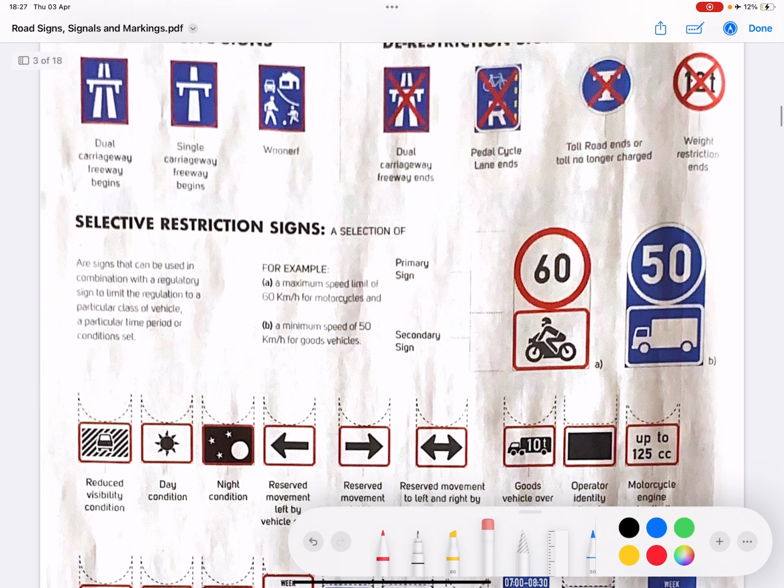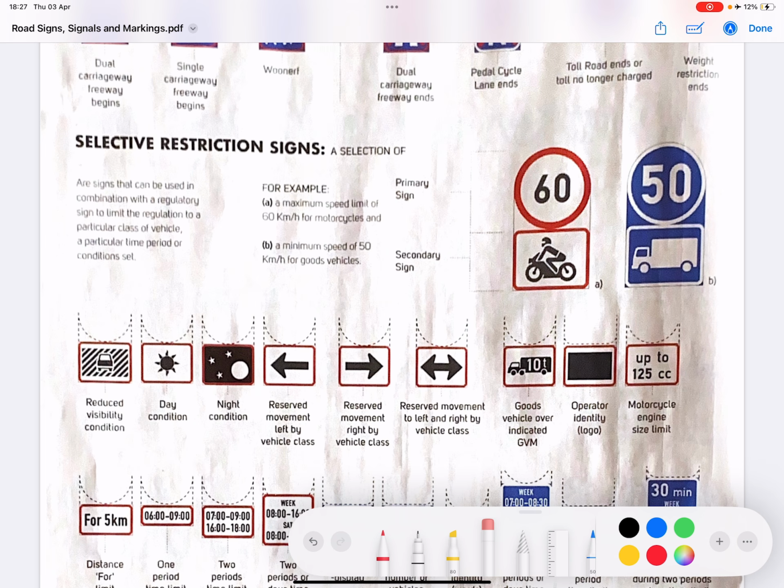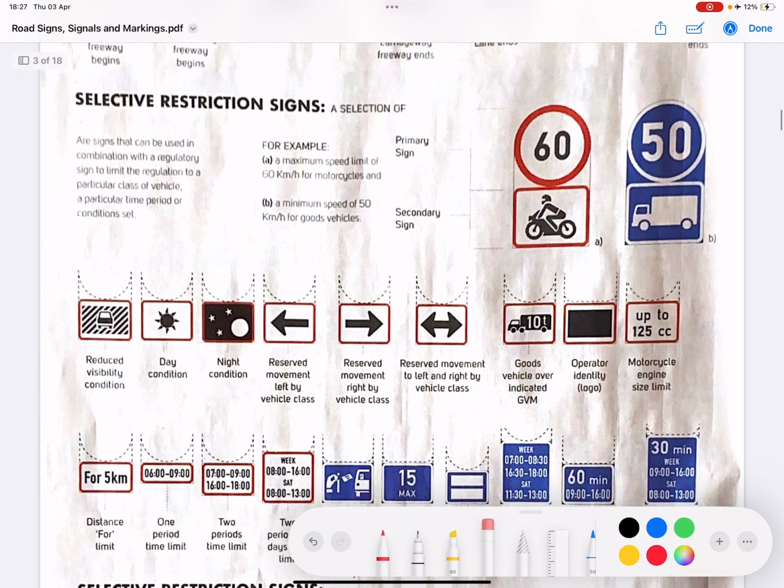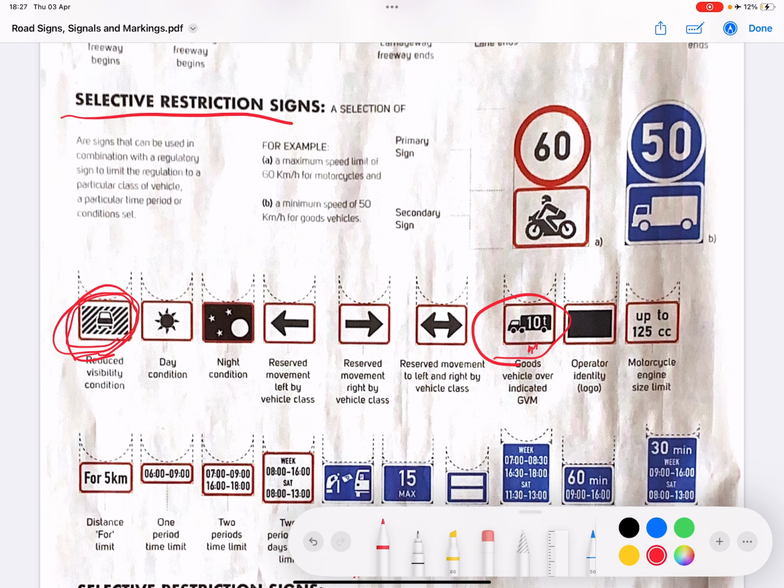All right. And then you come to the selective restriction sign. The selective restriction sign does not work alone. Say you are driving and you see this sign. What must I do with this sign? What does it mean? It has no meaning when it's working alone. Hence you'll have a primary sign, and then the selective restriction sign works as a secondary sign.